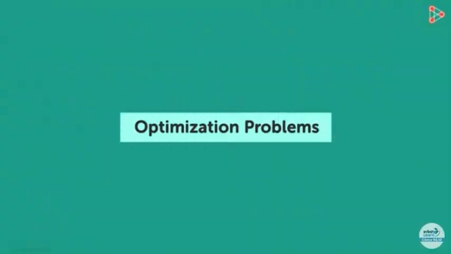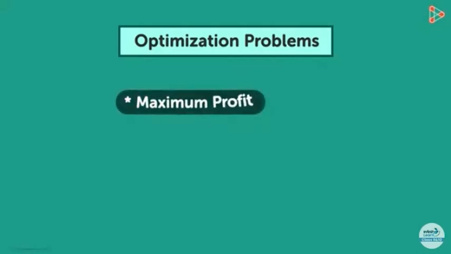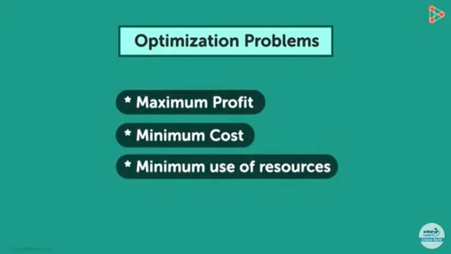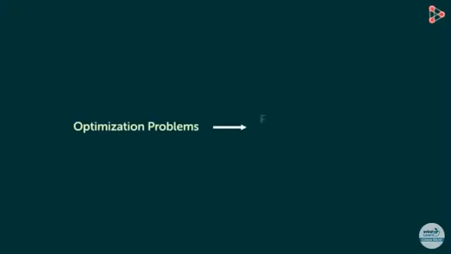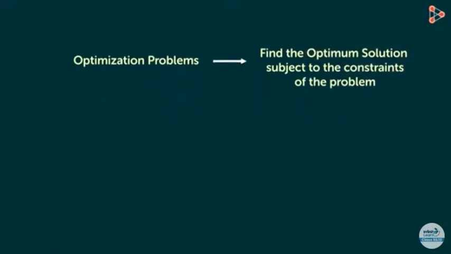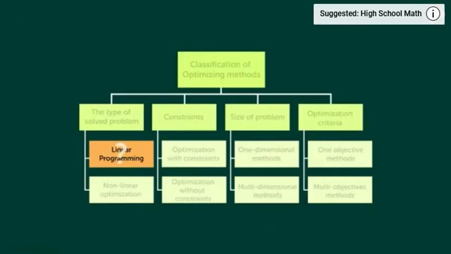Optimization problems in mathematics. An optimization problem may involve finding maximum profit, minimum cost, or maybe minimum use of resources. Optimization problem is to find the optimum solution subject to constraints of the given problem. Optimization problems solved in mathematics. There are optimization techniques. What is linear programming?